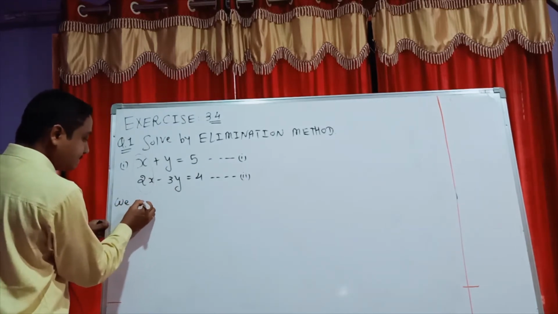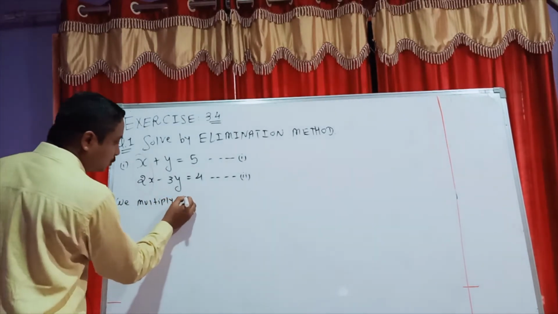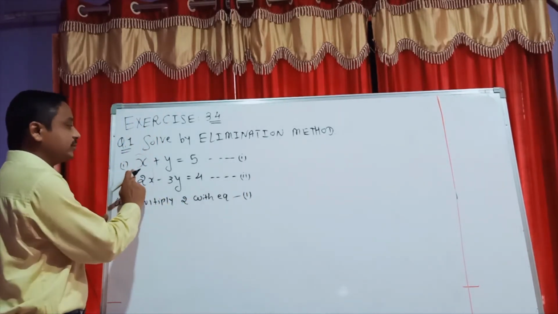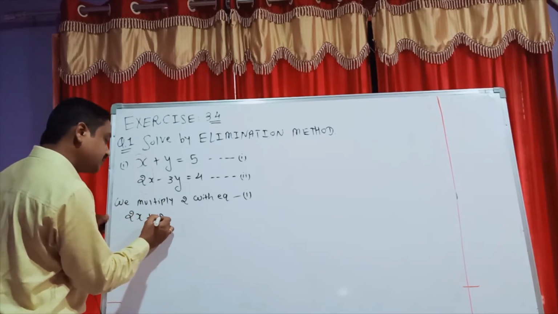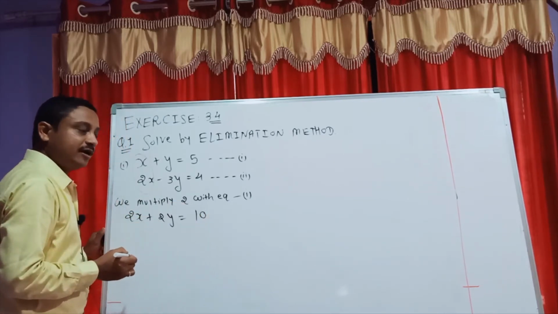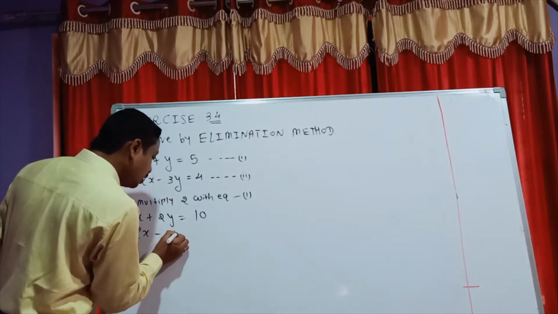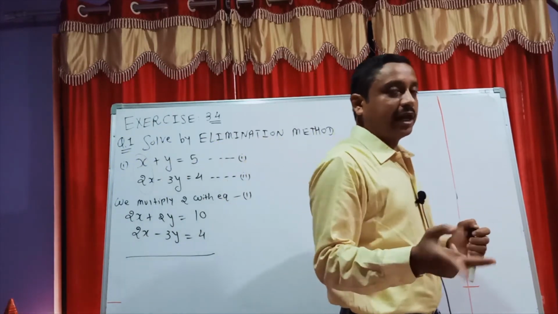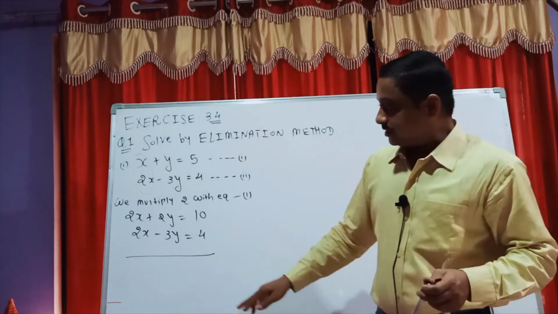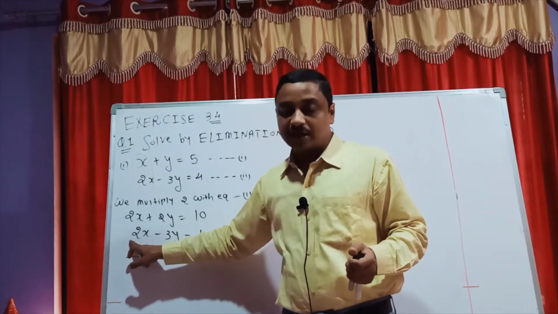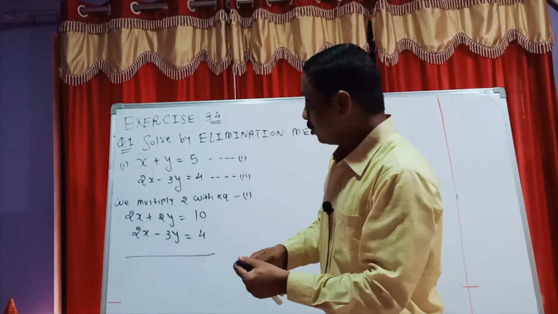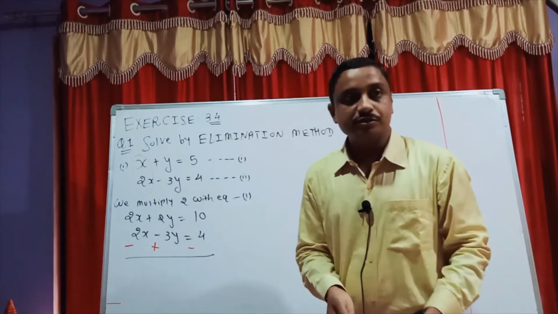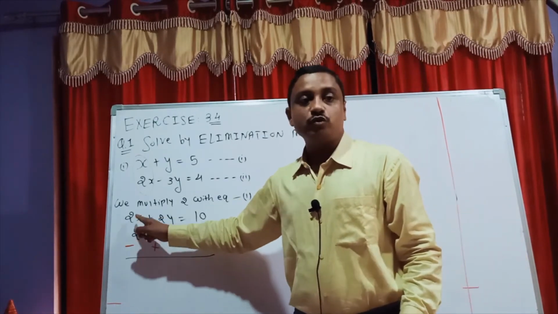We multiply 2 with equation number 1. Here 2 multiply both sides, 2x plus 2y, and here 5 twos are 10. And the second equation stays the same, nothing to do. Now students, check whether your like terms cancel or not. Yes, these may cancel, but both are given as plus. So I change the symbols. Here minus, here plus, and here minus, because the 2 and 2 cancel.